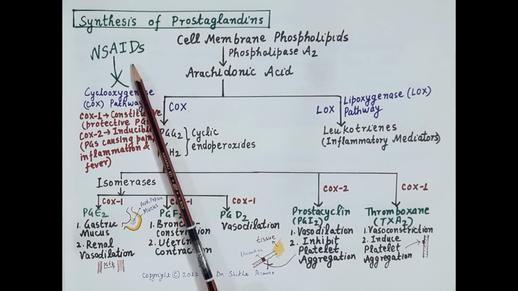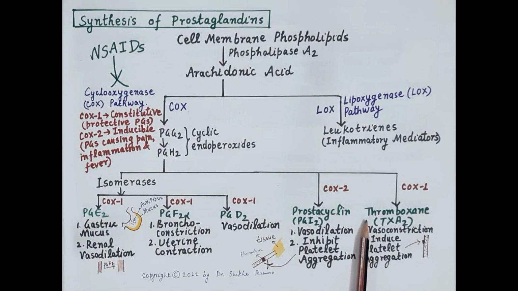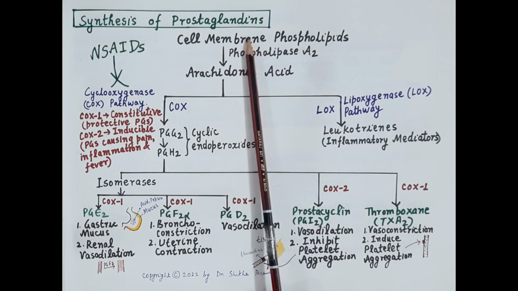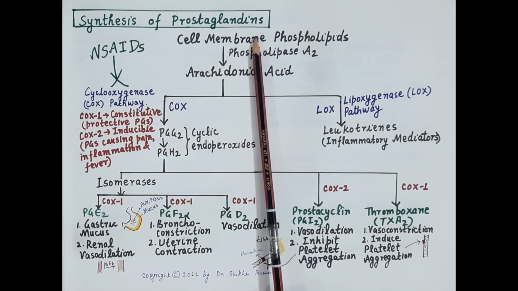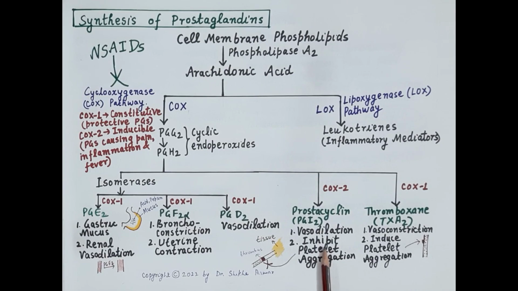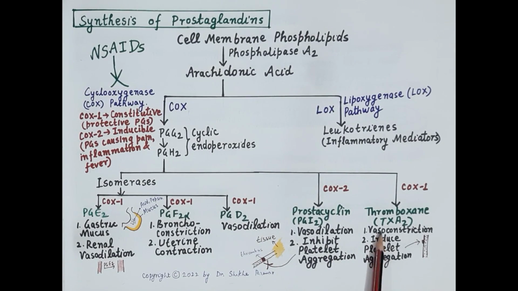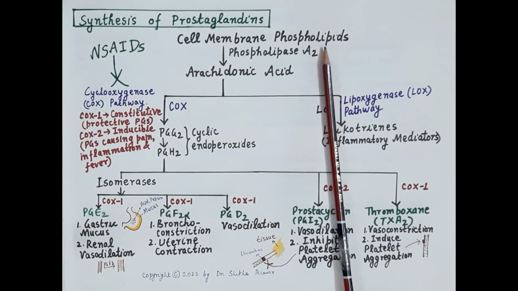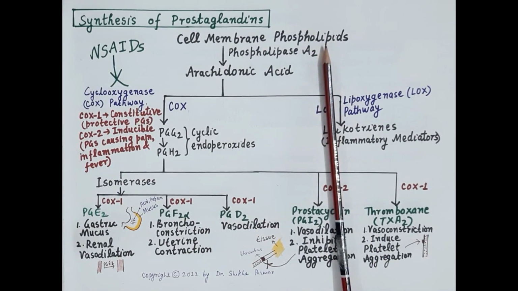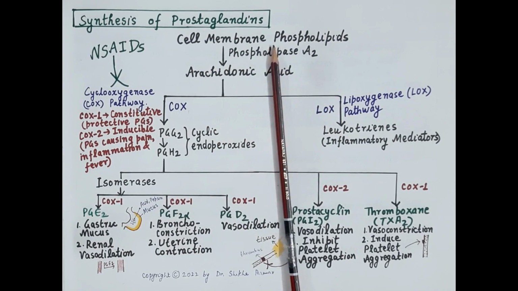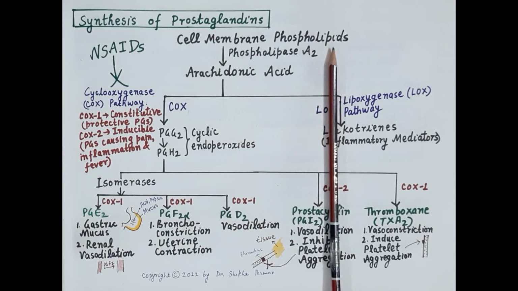Now, NSAIDs block synthesis of prostaglandins. This is very clear to us. Now, let's understand how prostaglandins are produced, and apart from causing inflammation, pain and fever, do prostaglandins have any physiological or protective functions in the body? This is a beautiful diagram, and it explains the synthesis of prostaglandins. Practically every cell in the body can produce prostaglandins. Each cell has a cell membrane, and this cell membrane is made up of phospholipids.